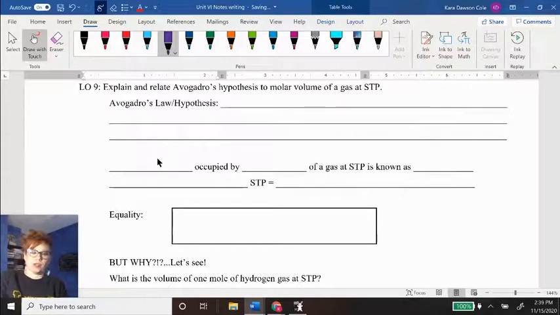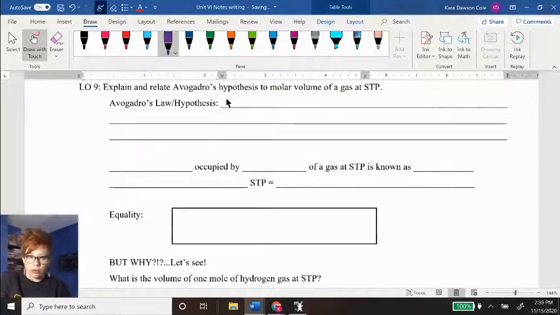Alrighty, so this is Unit 6, Learning Objective 9. This learning objective states that we need to explain and relate Avogadro's hypothesis to the molar volume of a gas at standard temperature pressure. Avogadro's law, or hypothesis, whatever you want to call it, is really a law now. So it's not really a hypothesis anymore. It was his hypothesis at first, and now it's his law.